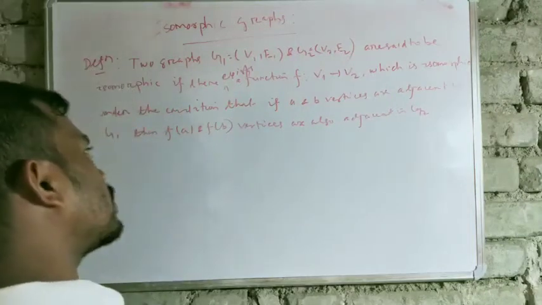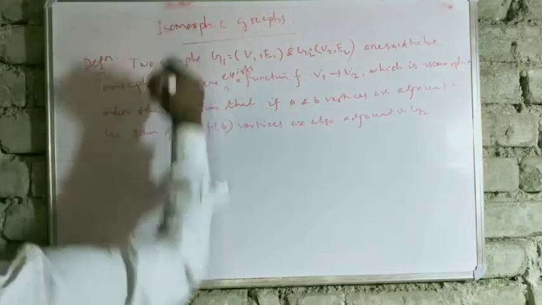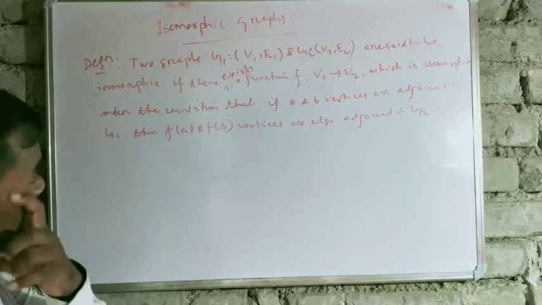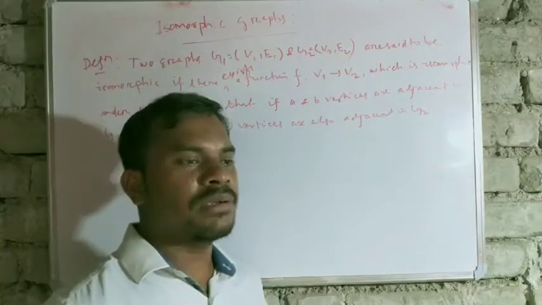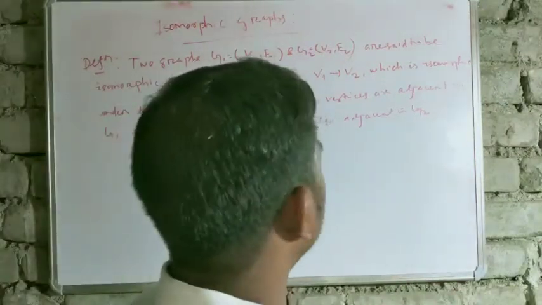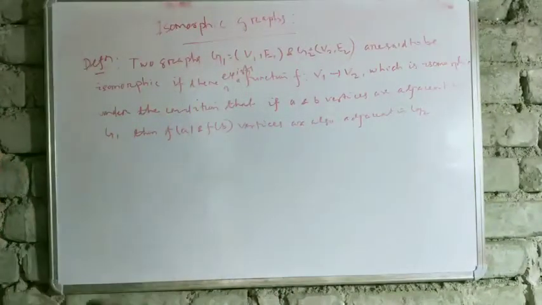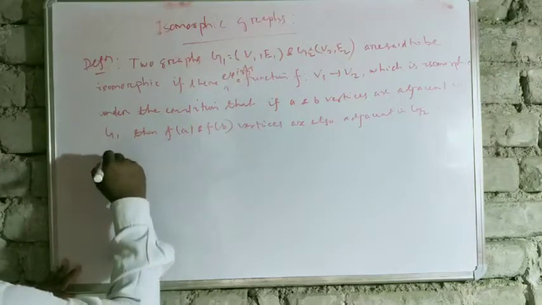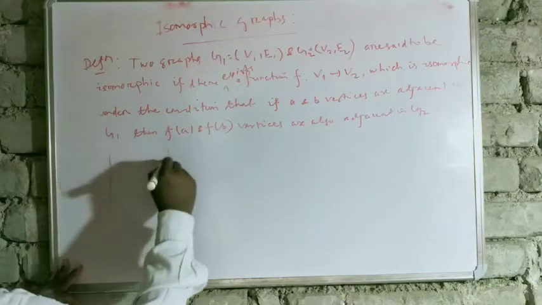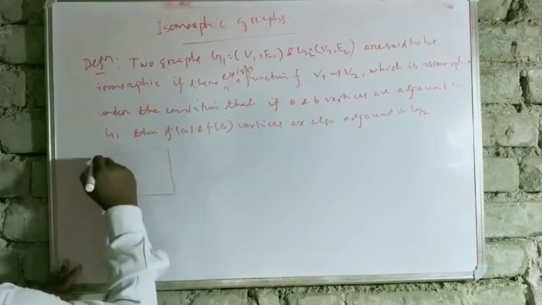Okay. So now we'll do some problem. How we'll do some problem means if two graphs are given, how we'll say that these two graphs are isomorphic or not. So now consider an example. This is an easy example.